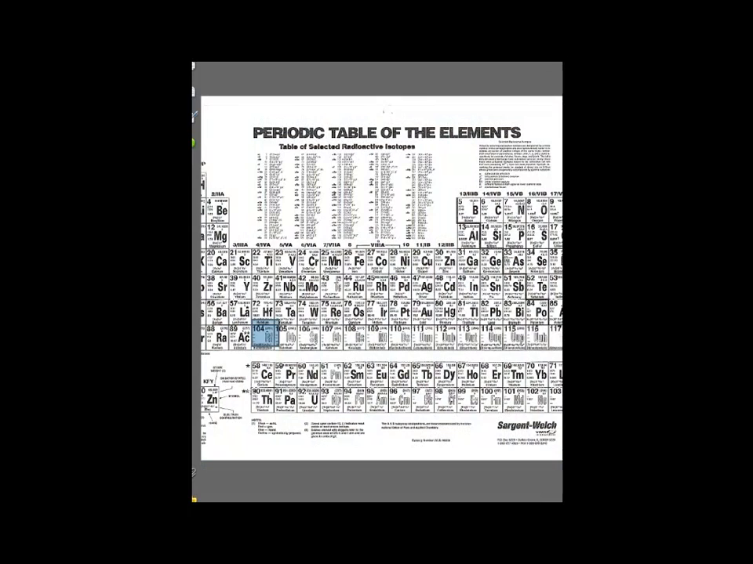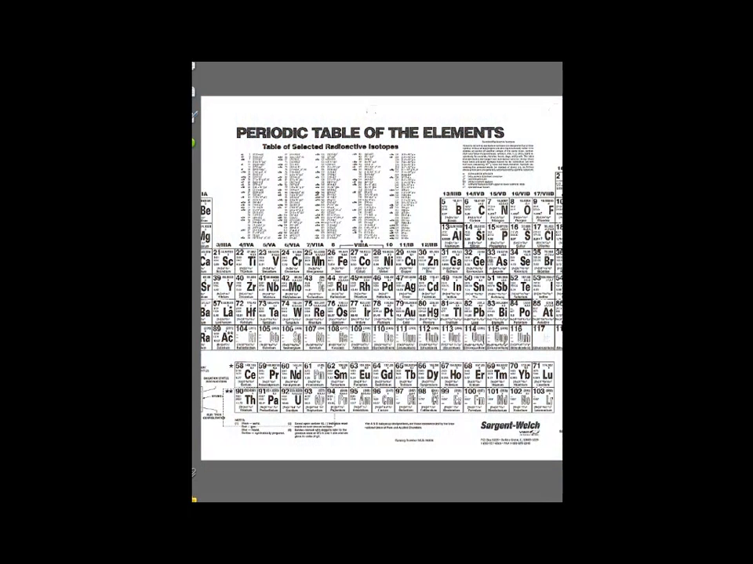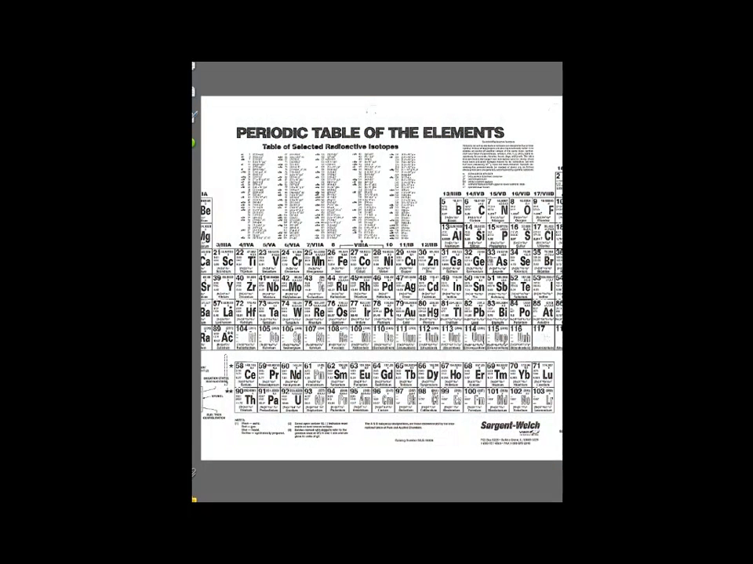And again, that jump is accounted for if you look here. So these bottom ones really are the inner transition metals. It's just, you can't represent it very easily on a periodic table. You can't expand that without just taking up a very large portion of your paper.